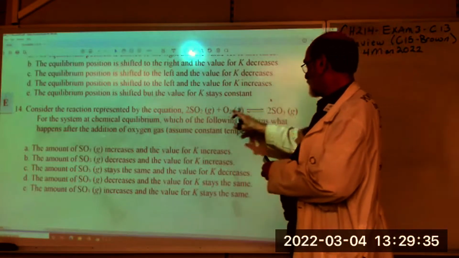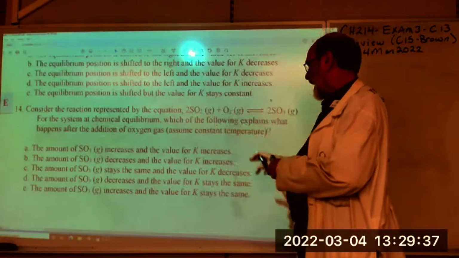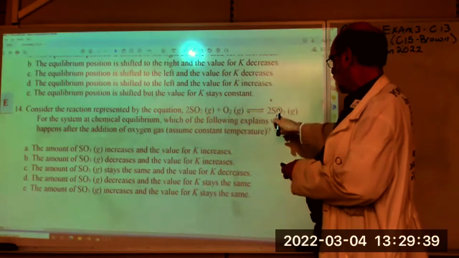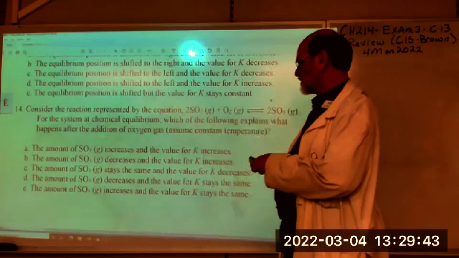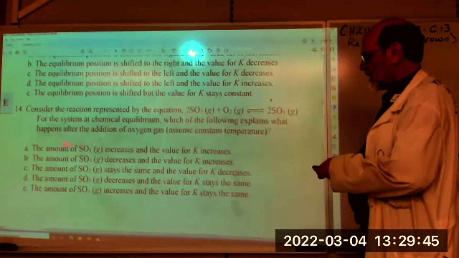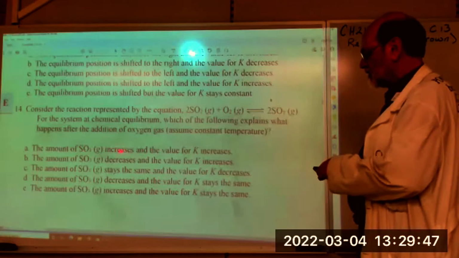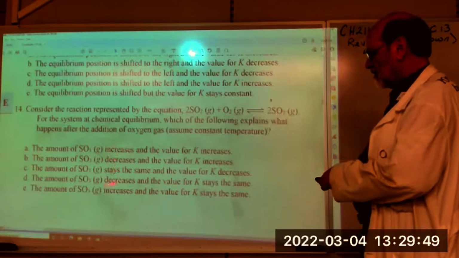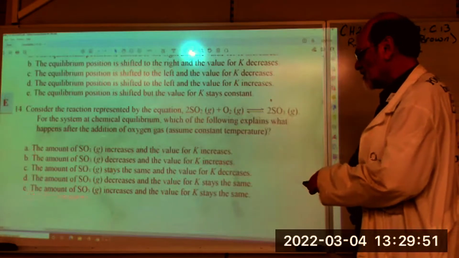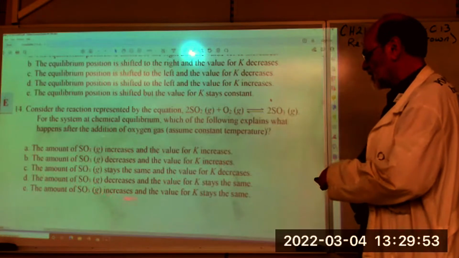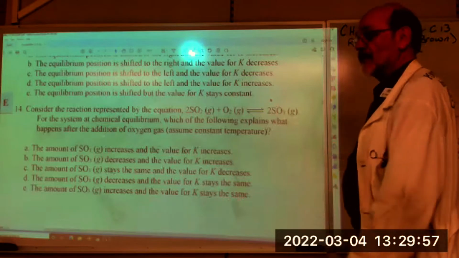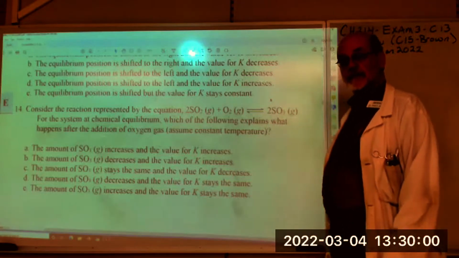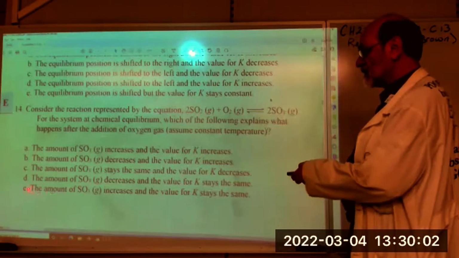So these are all gases, and we add oxygen gas, so the amount of sulfur trioxide should increase and sulfur dioxide should decrease. The amount of sulfur trioxide increases, so it could be A or E. They're both saying it increases, and the value of K stays the same. We didn't change the temperature. So it has to be E.